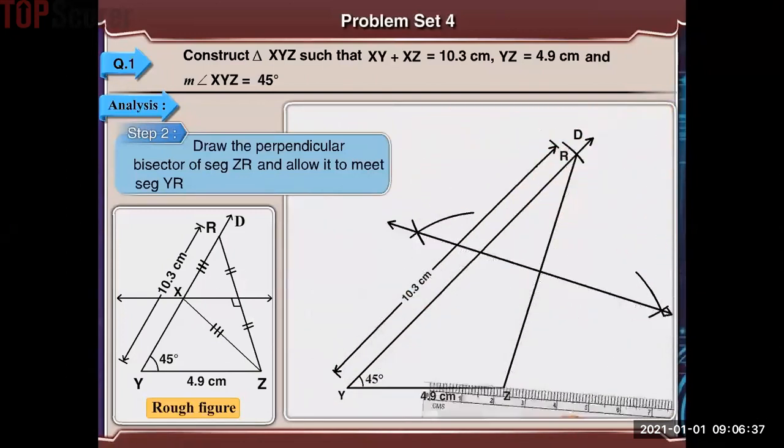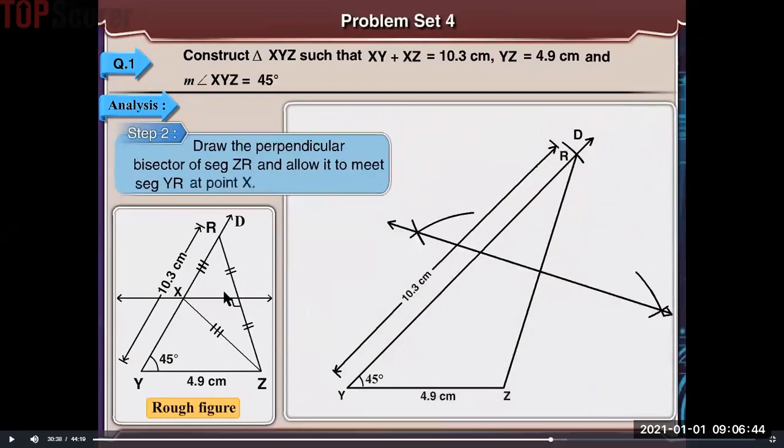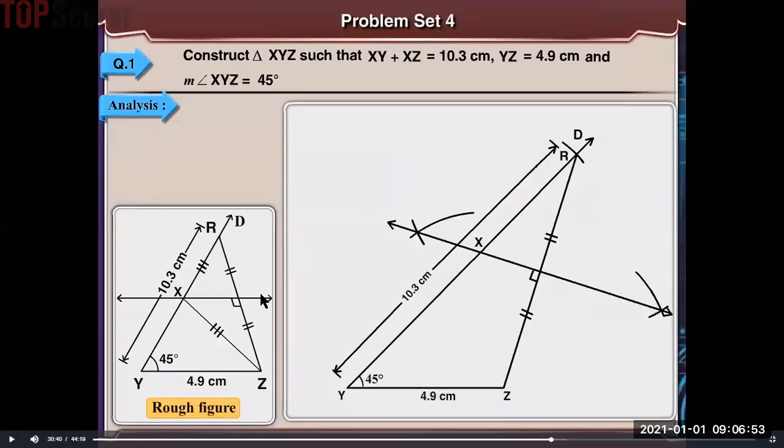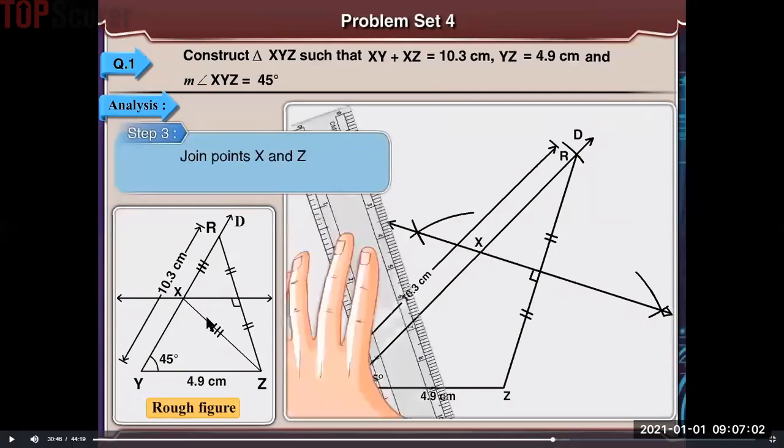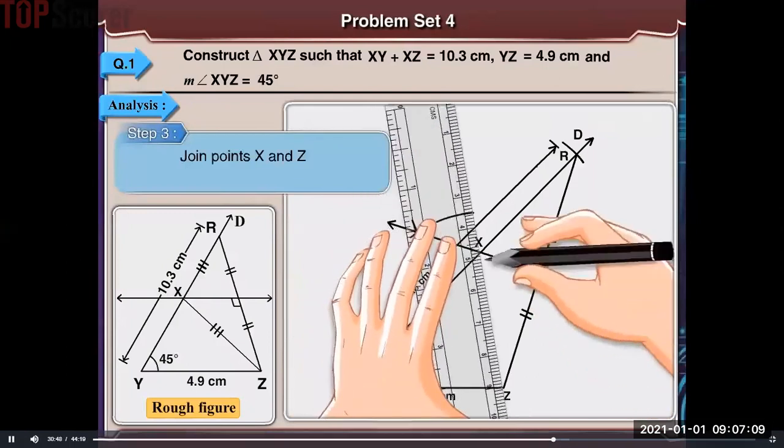The point of intersection of the perpendicular bisector of segment ZR and segment YR is point X. So there you see the point of intersection of this perpendicular bisector with YR is the point X. Step 3. So that is how you get point X. Join points X and Z and we get triangle XYZ. That's how joining those two points XZ gives us the triangle XYZ.